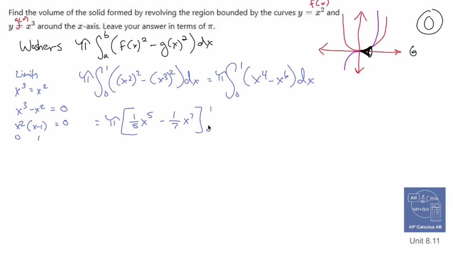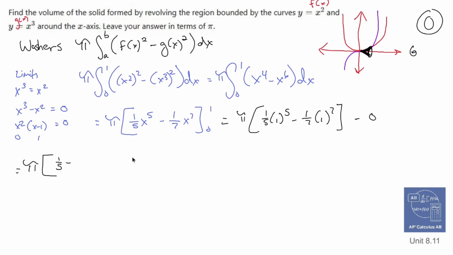No big deal. Let's plug in 1. Pi times 1/5 times 1 to the fifth, easy peasy, minus 1/7 times 1 to the seventh, easy peasy. Minus, let's use common sense, if I were to plug in 0, I'd get 0 minus 0, which is 0. Pi is still living on the outside. 1/5 times 1 to the fifth is 1/5. Minus 1/7 times 1 to the seventh is 1/7. Did you catch all that?